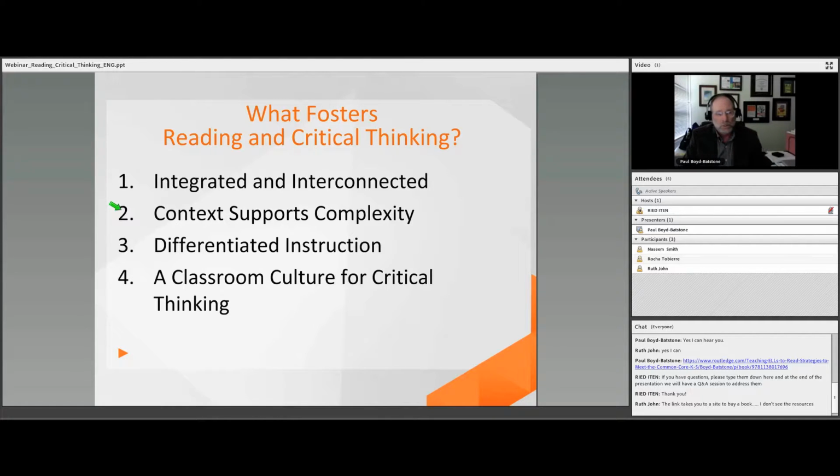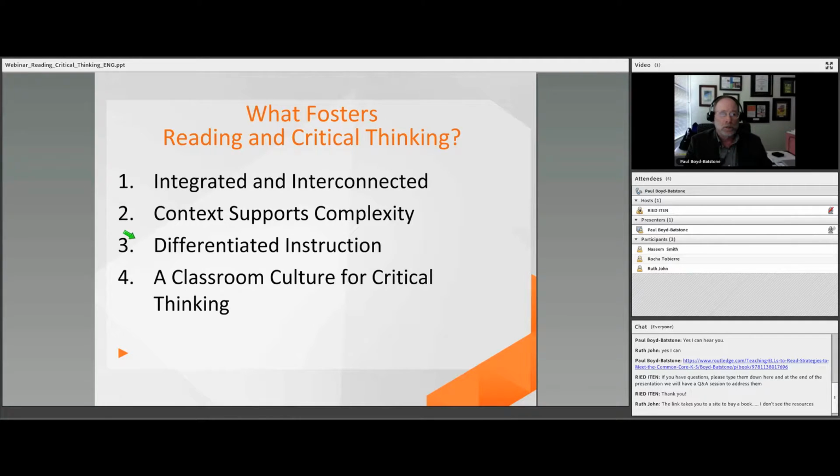In terms of teaching reading, we want our reading to be more and more complex. But the primary way to increase that complexity is to develop rich context for our reading. And I'll talk about how you develop that rich context.